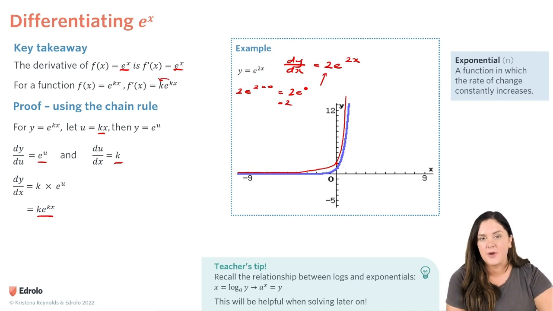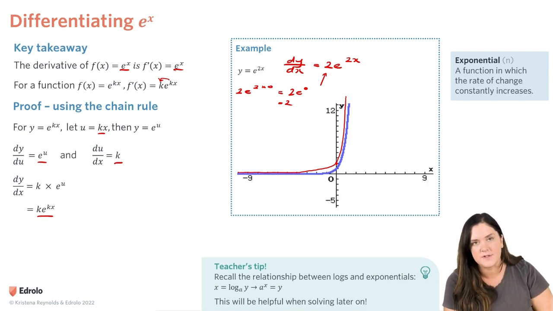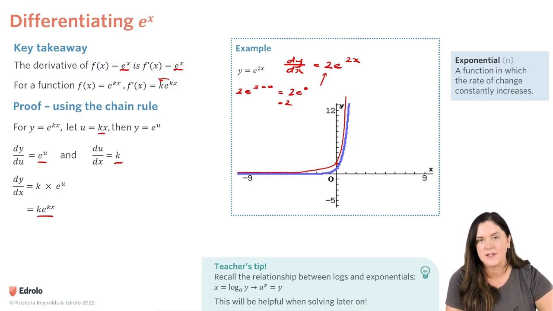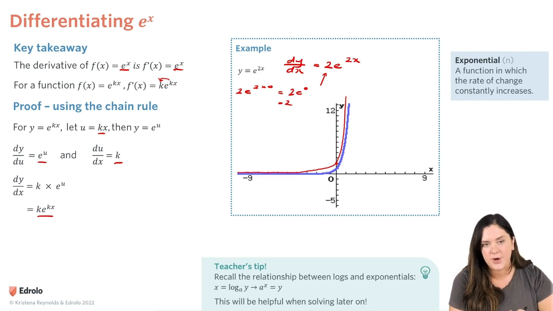On the right-hand side here, we have just a definition of what an exponential is. So it is a function in which the rate of change constantly increases, which is what you can see here. It starts off slowly, and then as we move towards the positive x-axis, it increases rapidly. And down the bottom there, I've just put a teacher's tip. So just the relationship between log and exponentials.